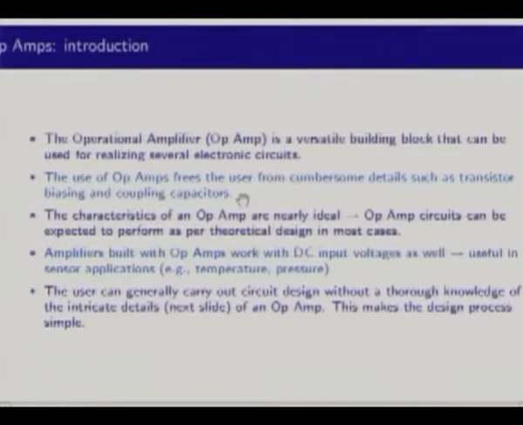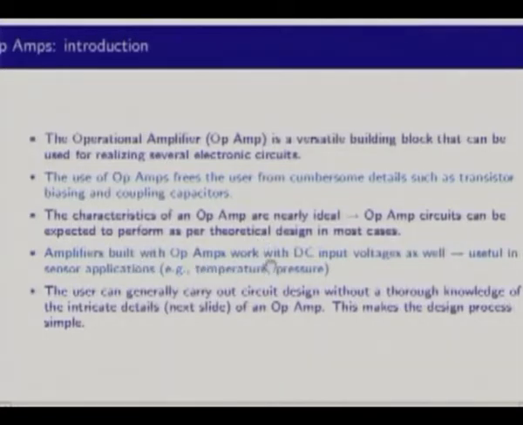And the temperature changes, the bias currents change and so on, which is a problem. And so the use of op-amp will actually free the user from these cumbersome details and allow the user to use the op-amp almost as a black box. The characteristics of an op-amp are nearly ideal, and therefore op-amp circuits can be expected to perform as per theoretical design in most cases. So the performance, or the gain or the frequency of an oscillator, in an op-amp circuit will depend only on the external components and not the op-amp itself, as long as the op-amp has high gain.